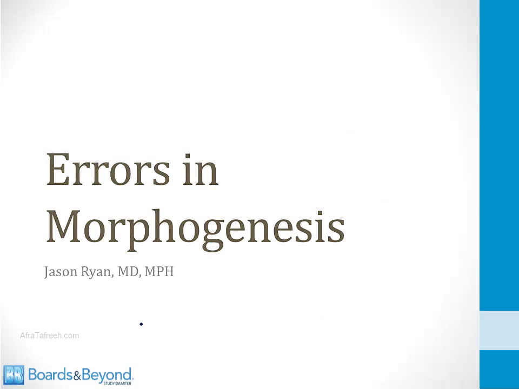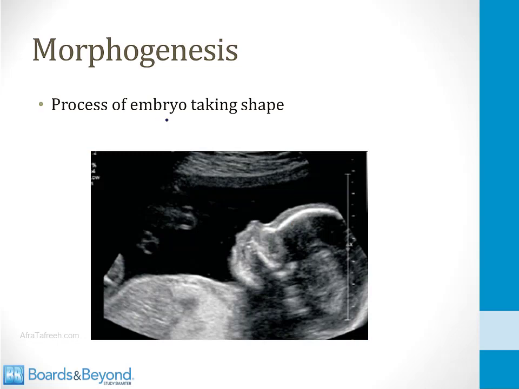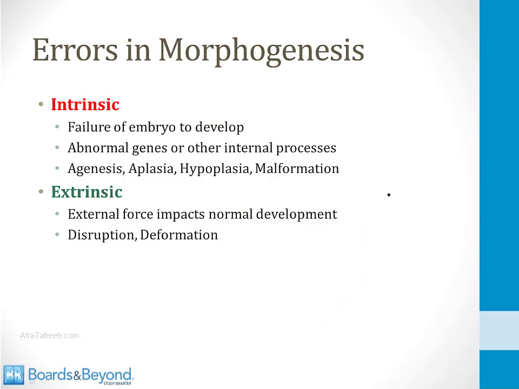Hi everybody, and welcome to our module on errors in morphogenesis. Morphogenesis is the process by which the embryo takes shape in the womb, and therefore errors in morphogenesis are what we call problems with development of the baby in the womb. Most of these lead to either an abnormal or missing organ or abnormalities of the shape of the baby.